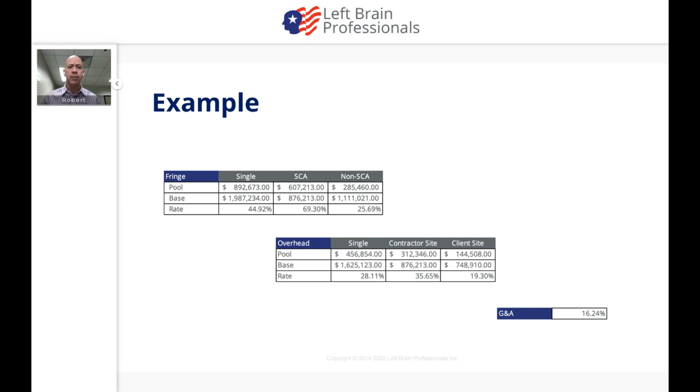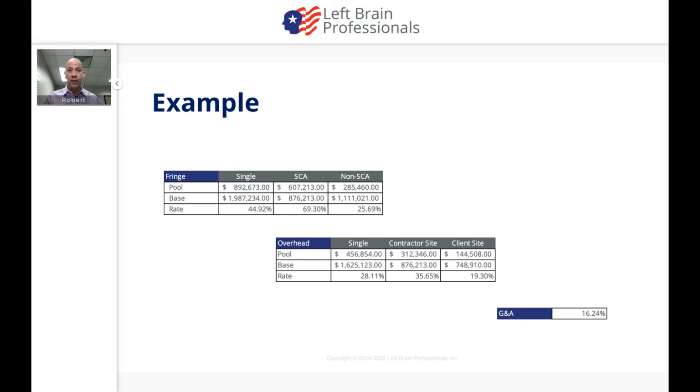Now, when I look at splitting out SCA versus non-SCA, you see my example here that I've split my pool. And if you add all that up, you'll see that it does tie, that if I add my SCA and non-SCA numbers, they come back to my single. But when I split them up, now all of a sudden my SCA fringe rate is 69.3% and my non-SCA fringe rate is 25.69%.